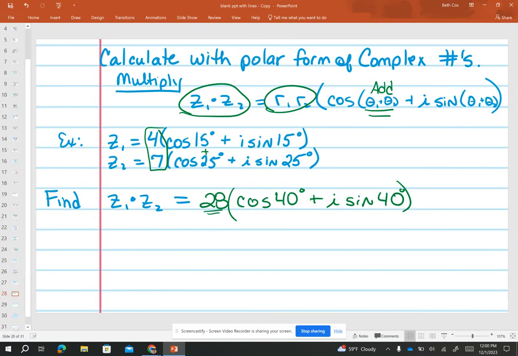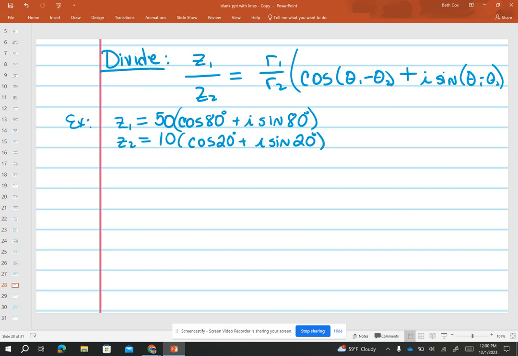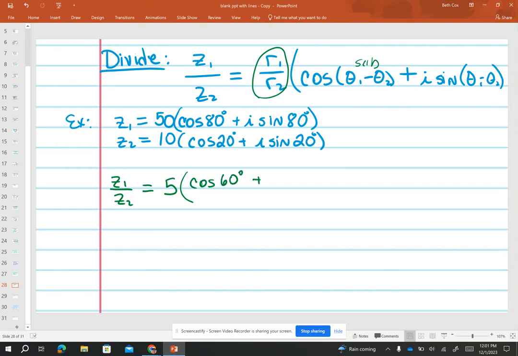Awesome. Let's check it out. To divide, we divide the r's and we subtract the angles. So here we go. If I want to do z1 divided by z2, I'm going to divide the r's. That 50 divided by 10 is 5. And then I'm going to subtract the angles. It would be cosine of 60 plus i sine of 60. So there it is divided.